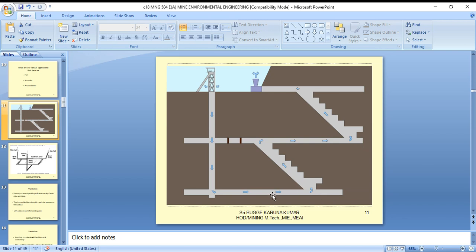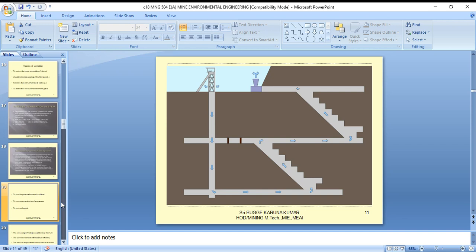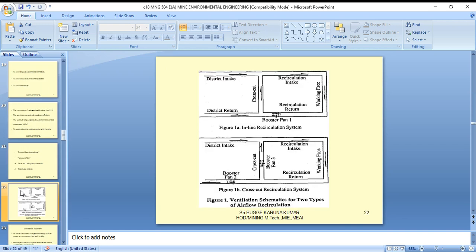So to take the air from this place to here, we need some other mechanism. A mechanical system is required, which is called a booster fan. It boosts the air from one place to another. Sometimes recirculation is needed at the working place. The air recirculates here, with some cross-cut here. The inline recirculation system and this cross-cut recirculation system are the type of arrangements you have to maintain underground as far as the distribution mechanism is concerned.